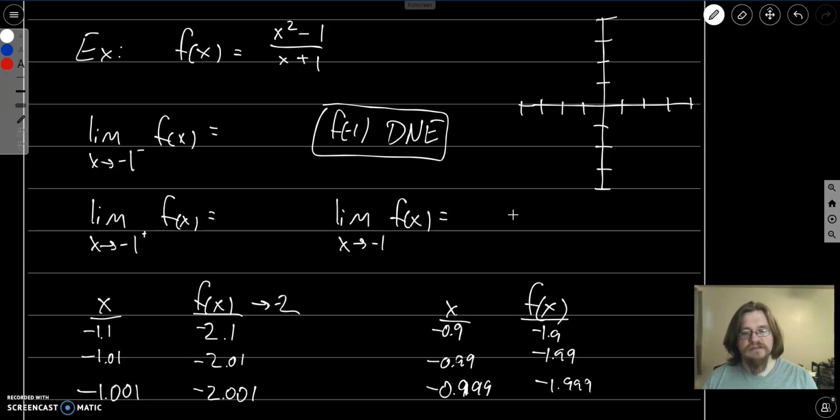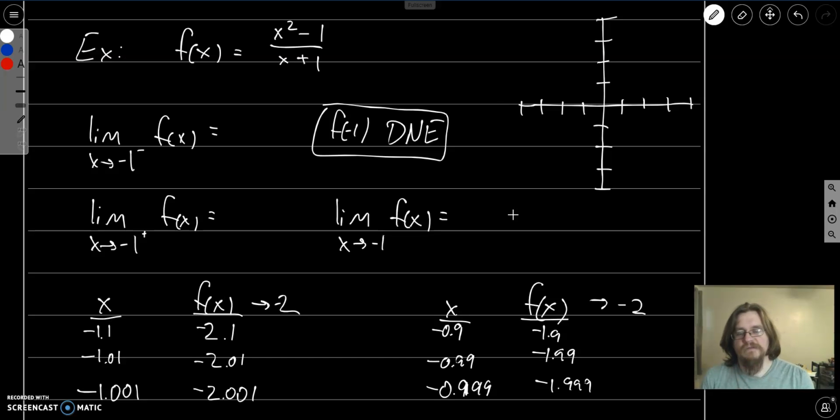If I look at this from the right-hand side, so from the right-hand side of negative 1, so a slightly more positive number than negative 1 might be negative 0.9 or negative 0.99, negative 0.999. As I plug these in, I'm still getting close to negative 2. Negative 1.9, negative 1.99, negative 1.999. So all these seem to be getting close to negative 2 as well. So let's actually graph this guy and see what's going on.